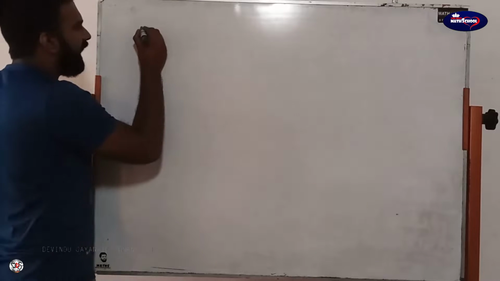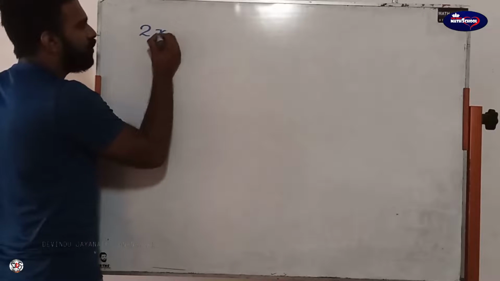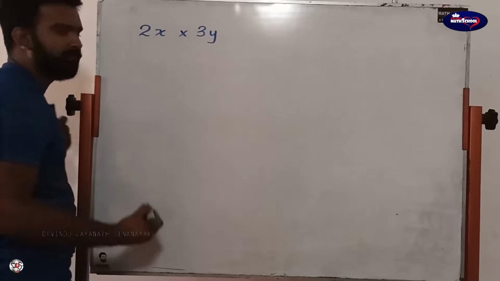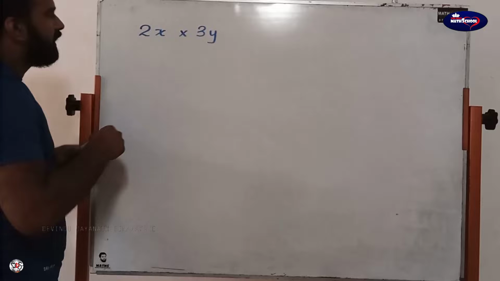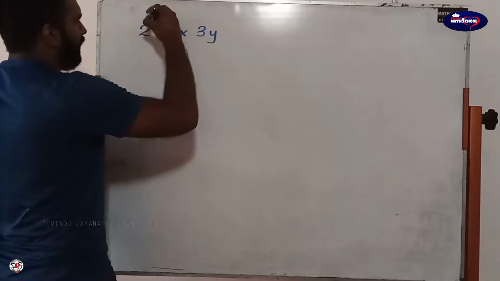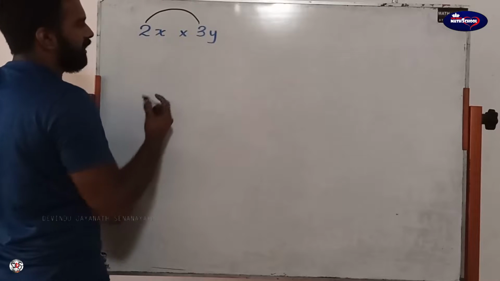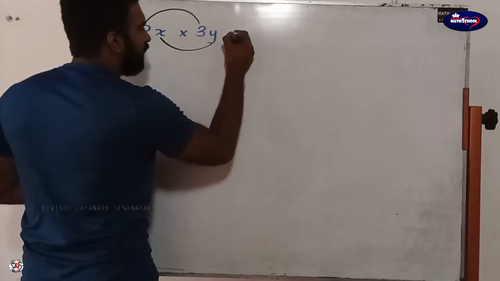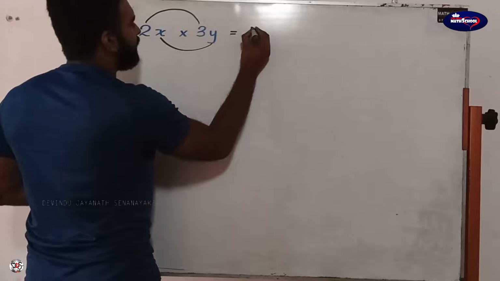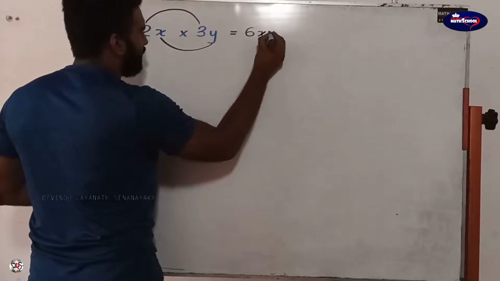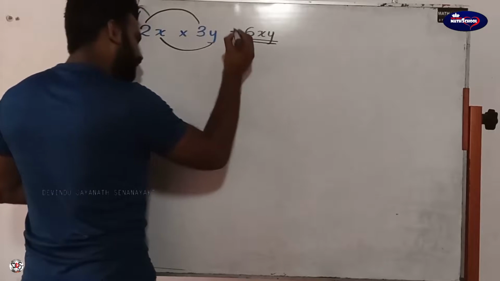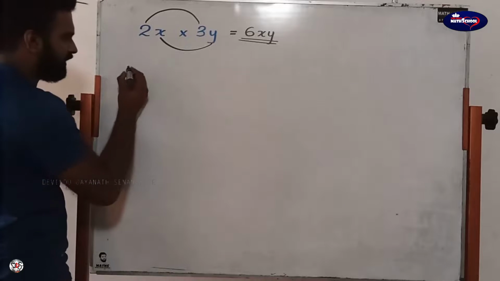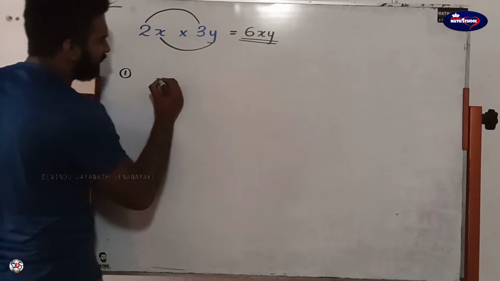So here if we had an algebraic expression, 2x into 3y, if we had something to multiply like this, how did we multiply? The numbers we multiplied separately, and the letters, that means the unknown terms, we multiplied separately. So 2 into 3 was 6, x into y was xy. So we multiplied it like this. The same rule applies here also.